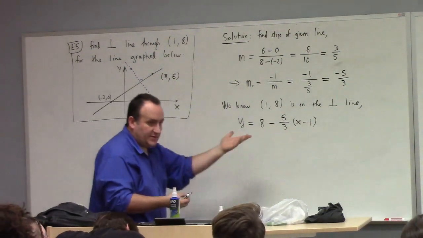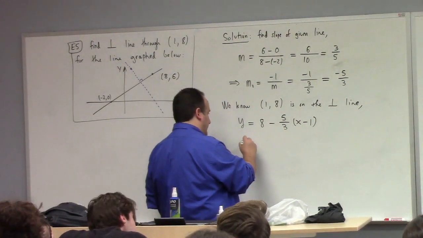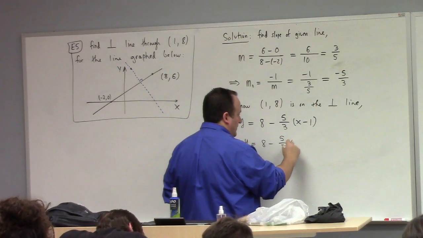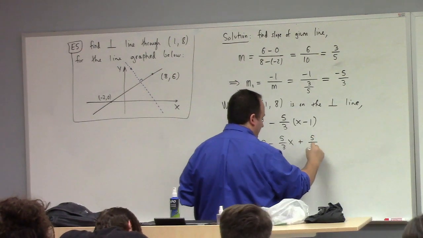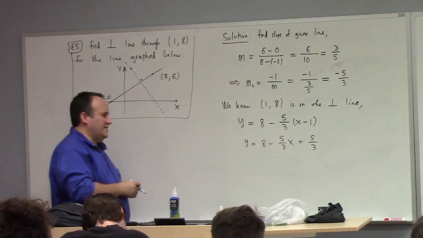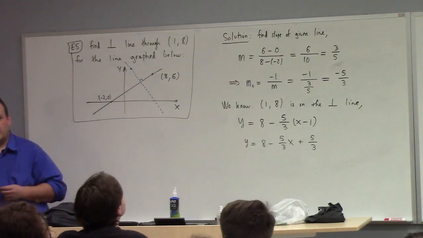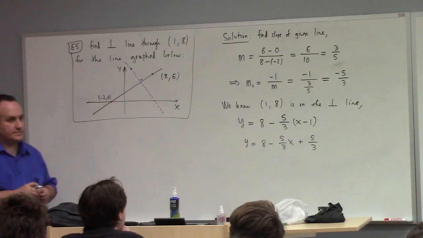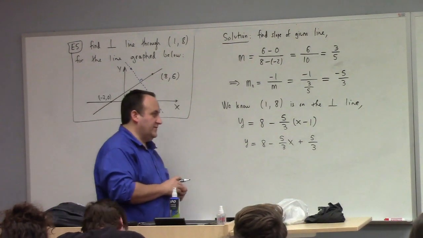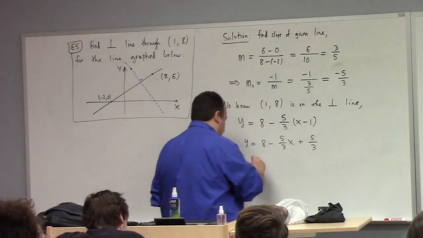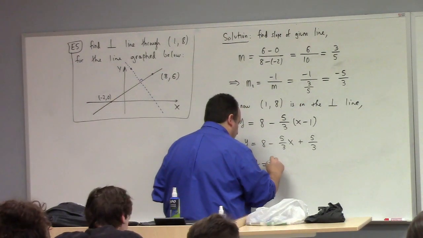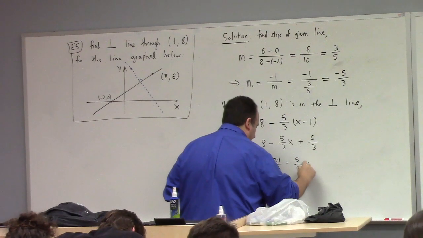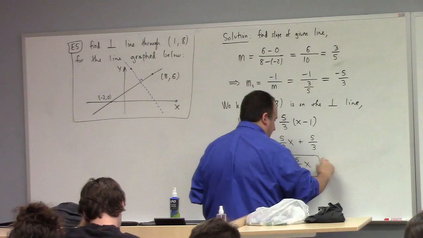If you want to, we can multiply this through and clean it up. What do we got? We got y equals 8 minus 5/3 x plus 5/3. How many thirds is 8? 24. 24 plus 5 is 29. So what we got here is y equals 29 over 3 minus 5/3 x. There you go. This is the equation of the perpendicular line.